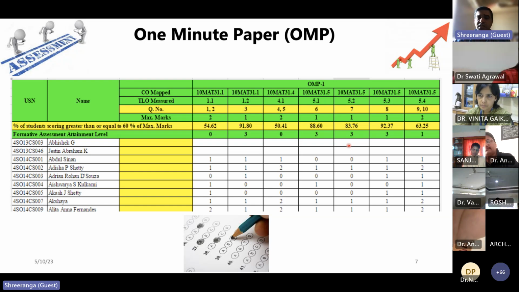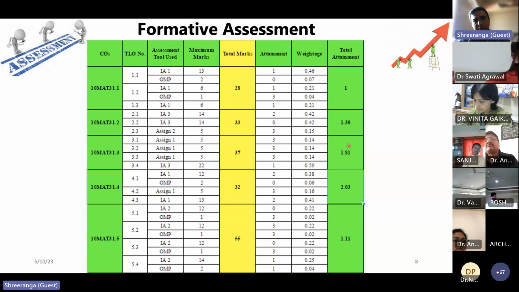That means 60% of the students are going to score more than or equal to 60% of the marks, 70% of the marks, and so on. So the methodology will be the same across all the tools. That is very important for our calculation. Now coming to the formative assessment, let us say you have multiple tools, multiple methodologies. At the end, we want to summarize it and culminate it in a single point.